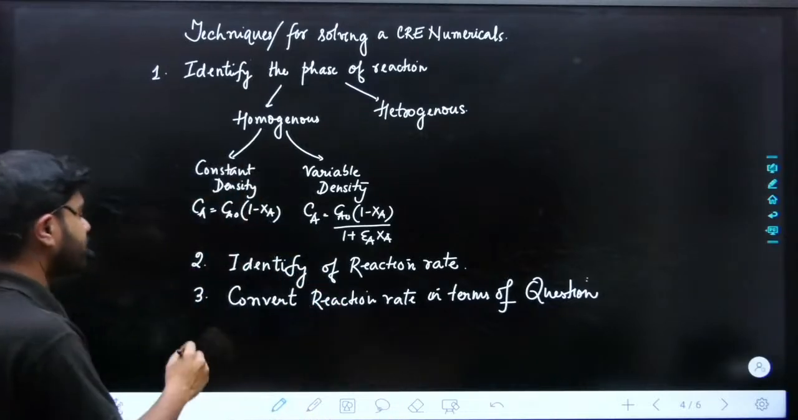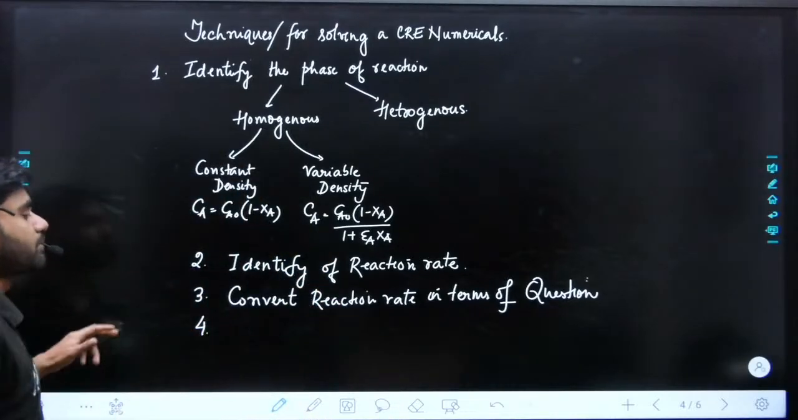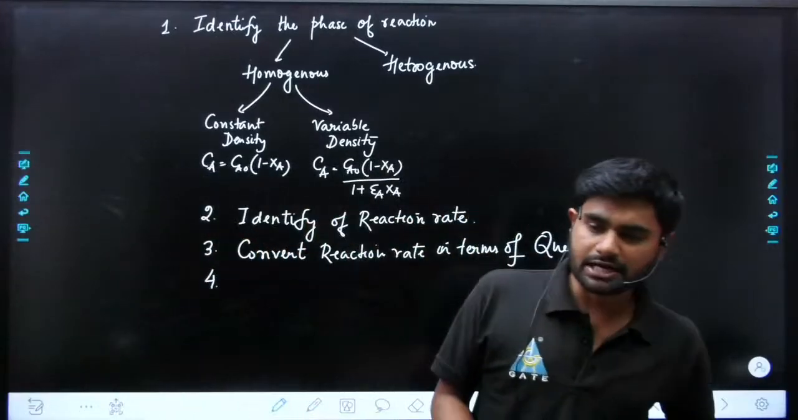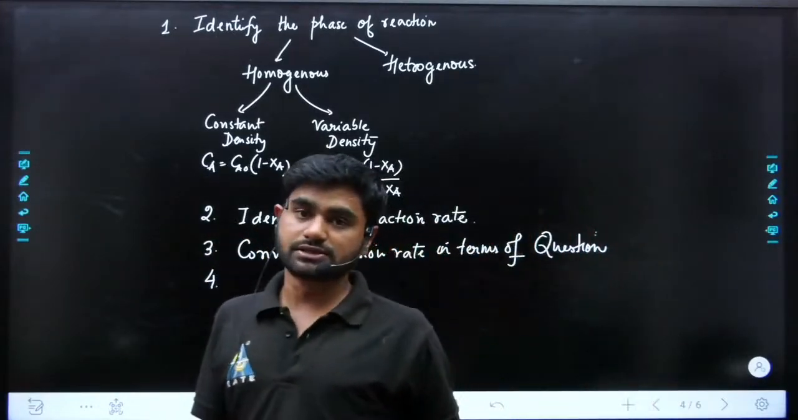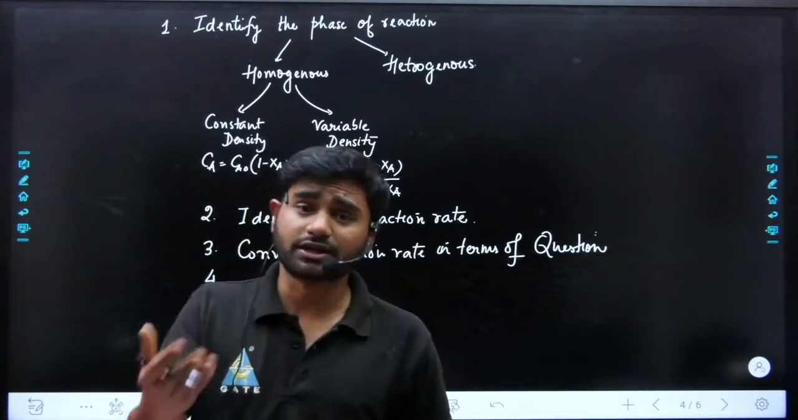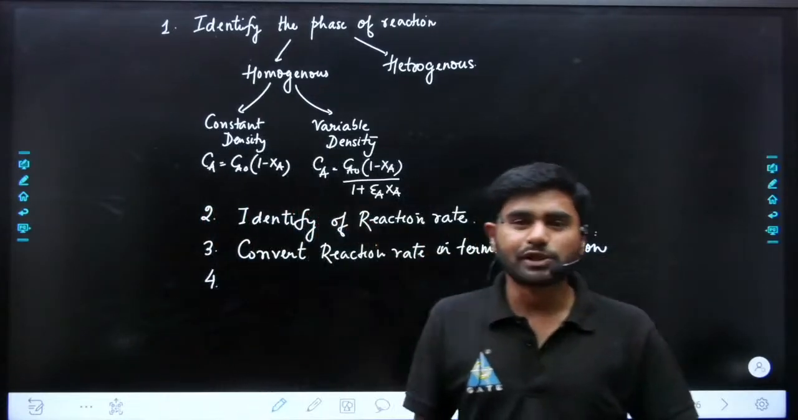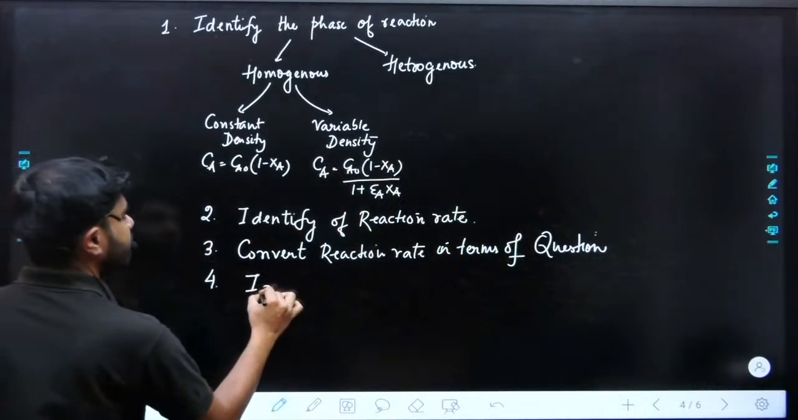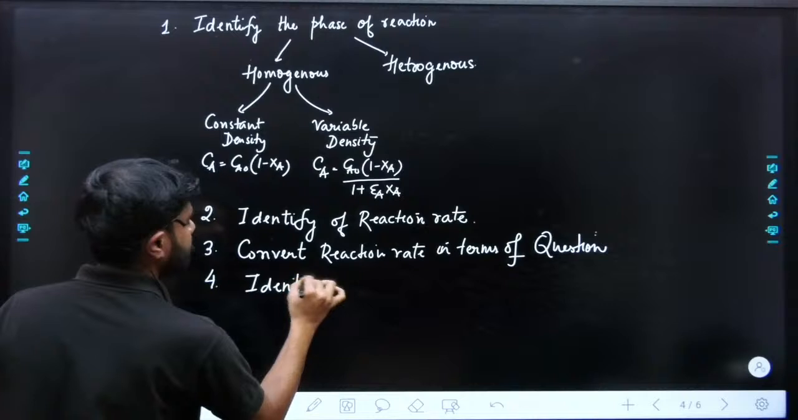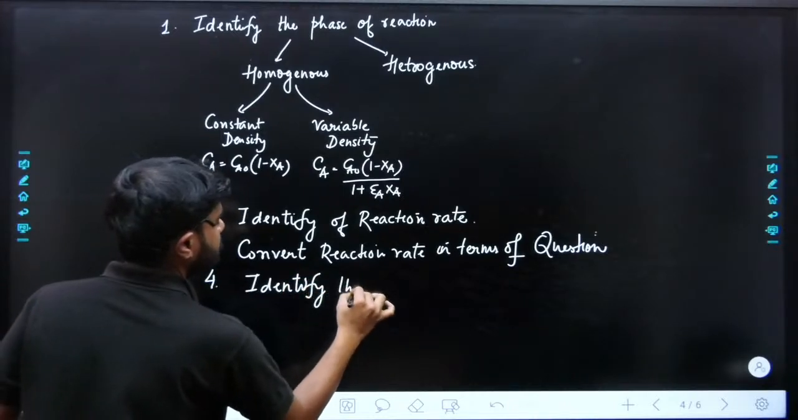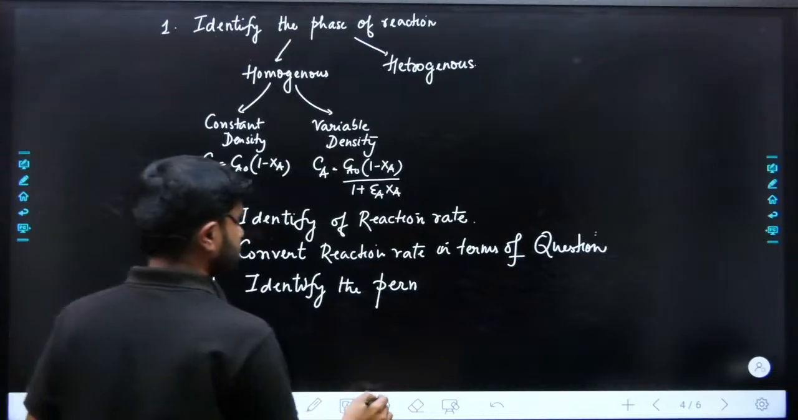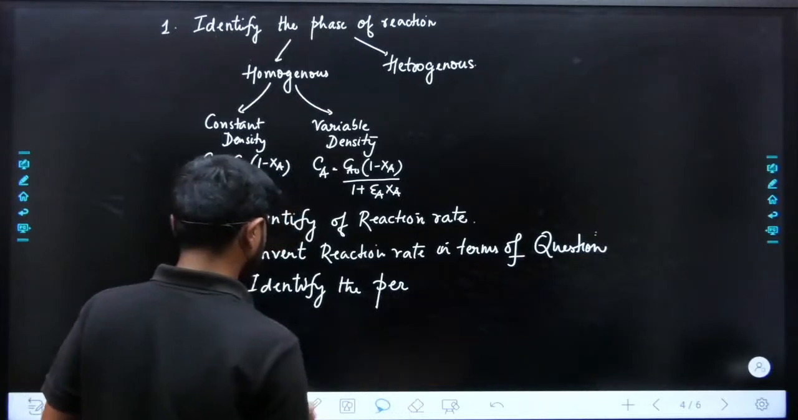And the number four: when we talk about any CRE numerical, we talk about a reactor system, because we should have a reactor to get the conversion. So the next step will be to identify the performance equation. This will be the next step.